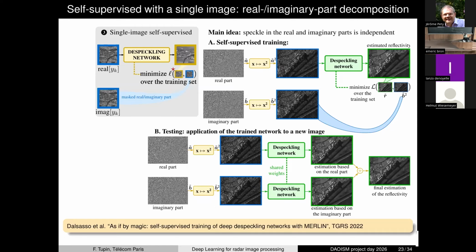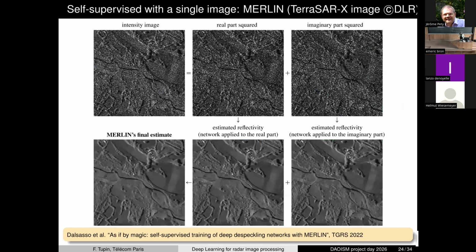So what happens, you take your image, you take the real part, and you train the network by just controlling with the imaginary part, and that will give you some estimation. That's for the training, and then in the inference part, you can have an estimation using the real part. You can use the same network to have an estimation with the imaginary part, and you can just make the average of the two to have the final estimation. So here is an illustration. You have the radar image. Here is the real part. You can do an estimation. Here is the imaginary part. You can do an estimation, and that's the final estimation.